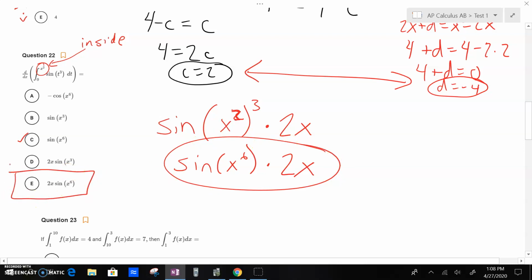And you can see all these different derivations on the problem. You've got sine of x cubed. That's if you forgot to plug in x squared. You've got 2x if you remembered chain rule, but then sine of x cubed if you forgot to plug that in. And then they threw in the cosine just for fun, because if you take the antiderivative of sine, you get negative cosine. But in this case, we're taking the derivative of an integral. They knock each other out, and we just have to account for the inside. So we get letter E for this one.